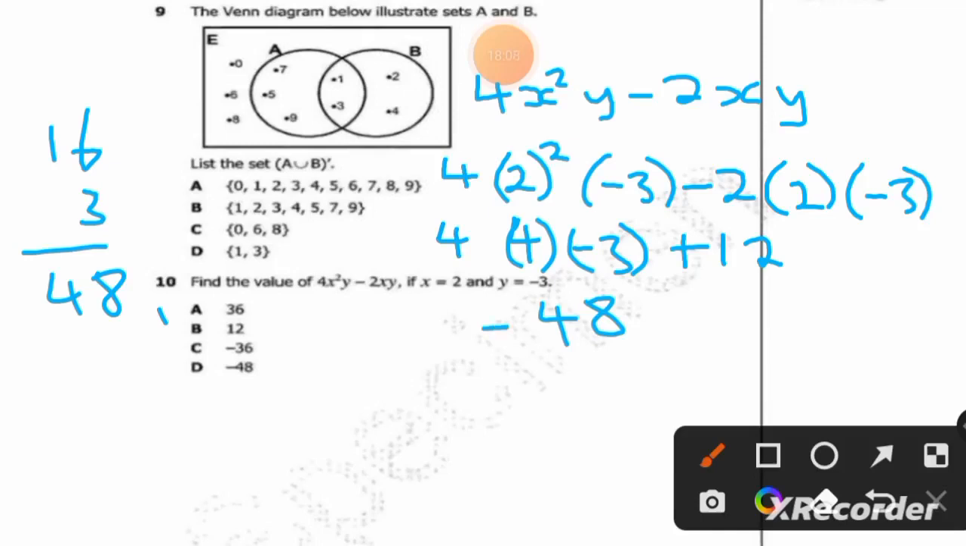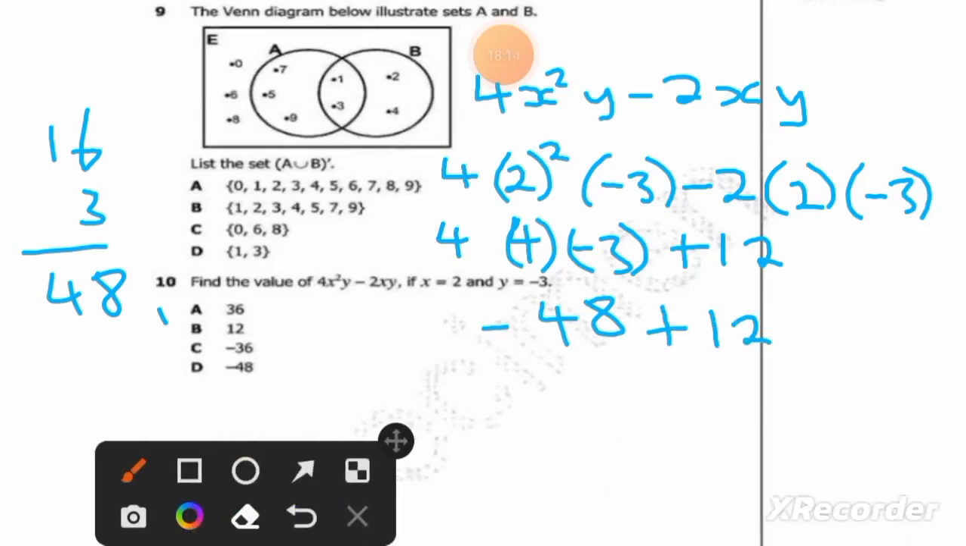Negative 48 plus 12. So negative 48 plus 12, we are going to have negative 36. So our correct answer here is C. We move on to the next question.